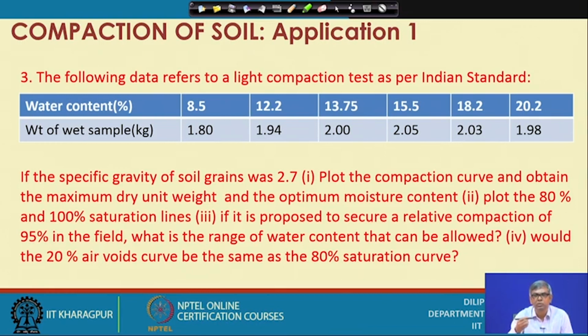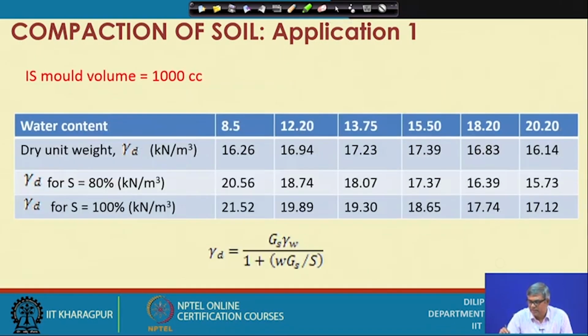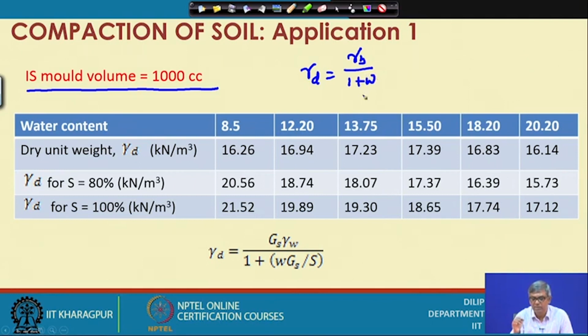For this we need to do some calculation, and those calculations are like this. We have to prepare the sample, and you can see this IS mold volume is 1000 cc. Generally gamma D will be equal to gamma bulk divided by 1 plus W. So this is the one thing you can use, and using this table, for 8.5% water content you can find out gamma D. First you find gamma from the original weight by volume, which gives the bulk unit weight, then bulk divided by 1 plus 0.085, and you will get this.